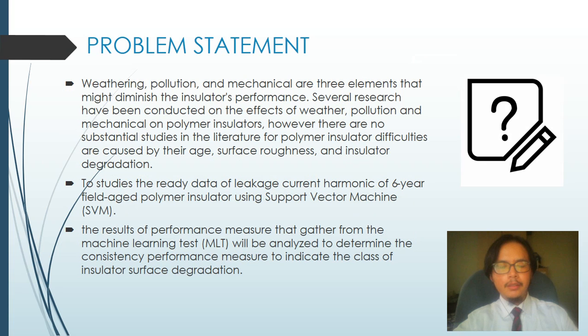Okay, for the problem statement, weathering, pollution, and mechanical stress are three elements that might diminish the insulator's performance. Several studies have been conducted on the effect of weather, pollution, and mechanical stress on polymer insulators. However, there are no substantial studies in the literature on polymer insulator difficulties caused by their age, surface roughness, and insulator degradation. Because of that, this study is to read the data of leakage current harmonic for 6-year-old field edge polymer insulator by using support vector machine or SVM, and the result of the performance measure gathered from the machine learning test or MLT will be analyzed to determine the consistency performance measure to indicate the class of insulator surface degradation.